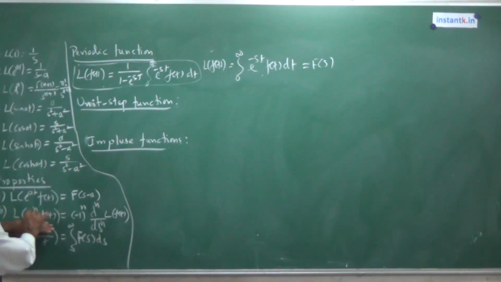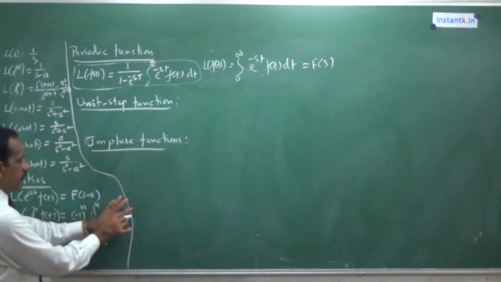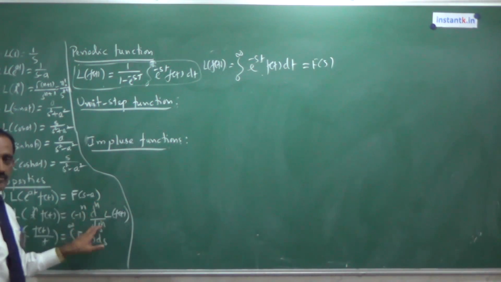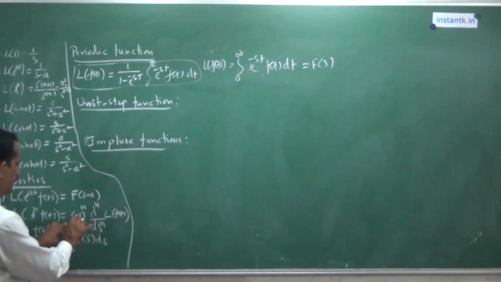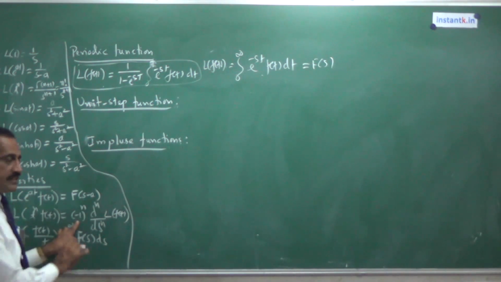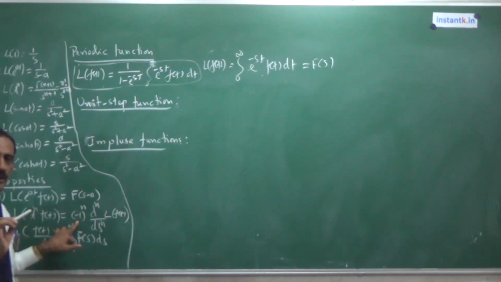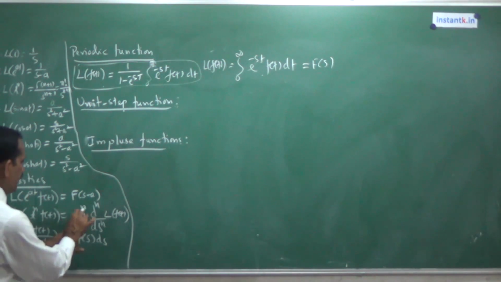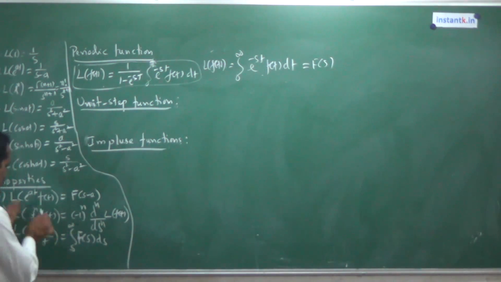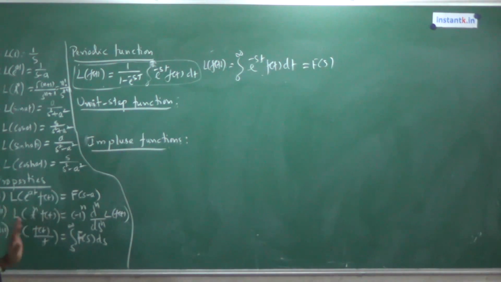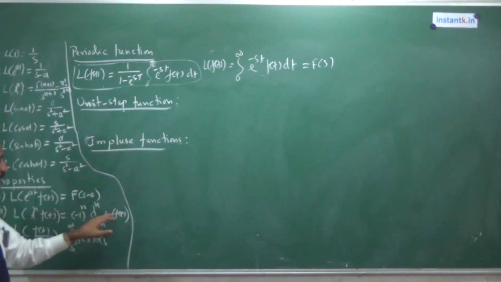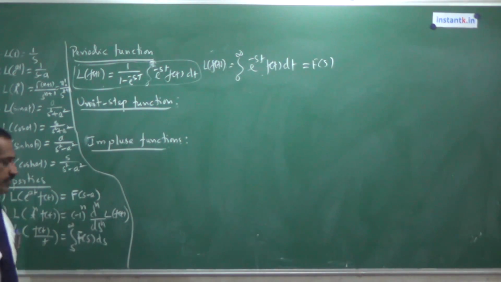Next, if it is of this type, t to power n into f of t, how to get it? That is the second property. You differentiate the Laplace transform of f of t n times with respect to s. Then give the sign to that. The sign is nothing but either minus or plus depending on the value of n. That is minus 1 to the power n. So the usual question will be for t into f of t. When n is equal to 1, this becomes minus 1 into d by ds of Laplace transform of f of t.